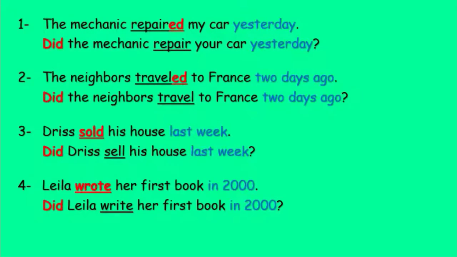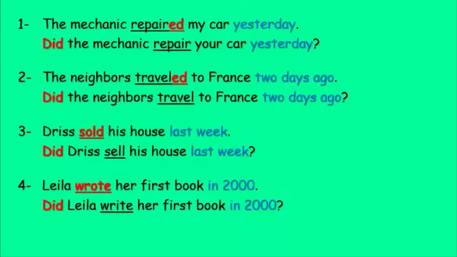Let's look at some examples. The mechanic repaired my car yesterday. The question is, did the mechanic repair your car yesterday? Number 2, the neighbors traveled to France 2 days ago. Question, did the neighbors travel to France 2 days ago? Number 3, Driss sold his house last week. The question is, did Driss sell his house last week?